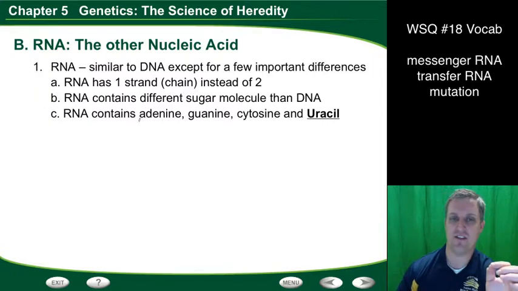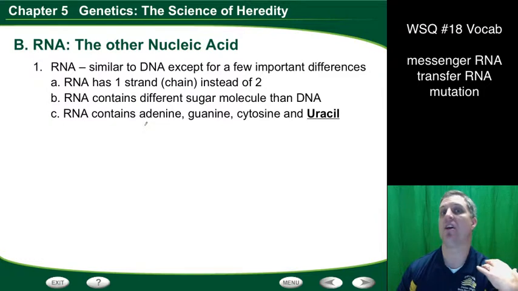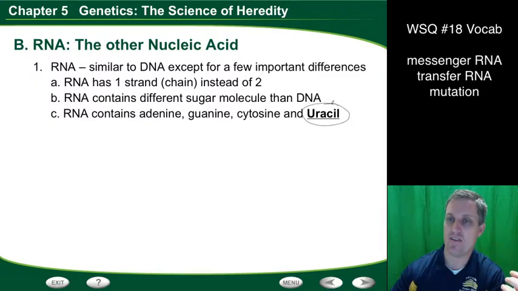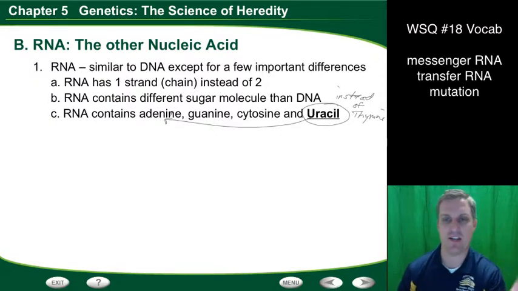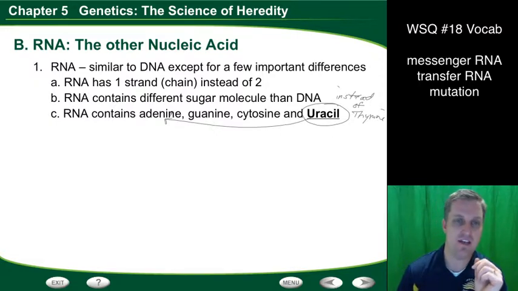And thirdly, RNA actually has a change to its nucleotides. DNA's nitrogen bases are adenine, guanine, cytosine, and thymine. RNA, instead of thymine, we have uracil. So uracil instead of thymine. And uracil will connect to adenine. So just like thymine connects to adenine, uracil connects to adenine. So those three things are very different about RNA.